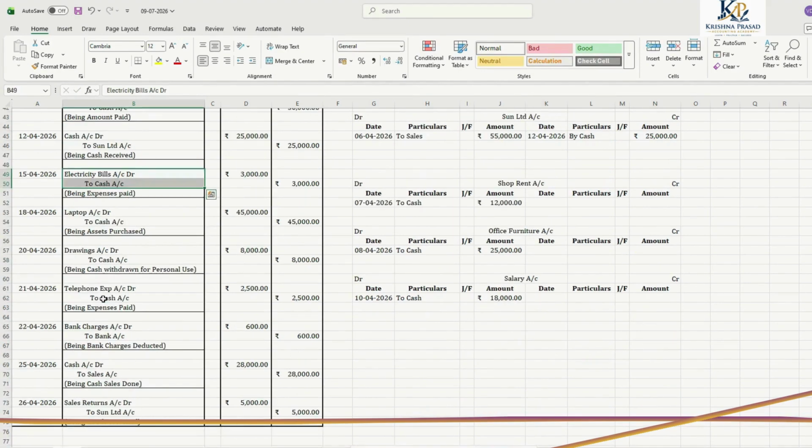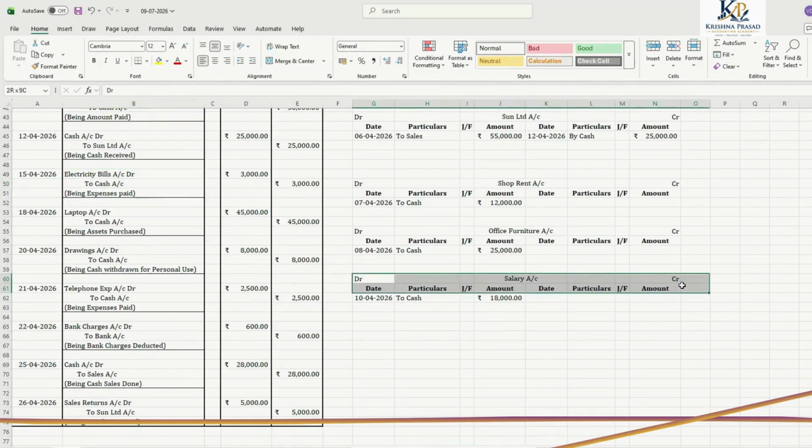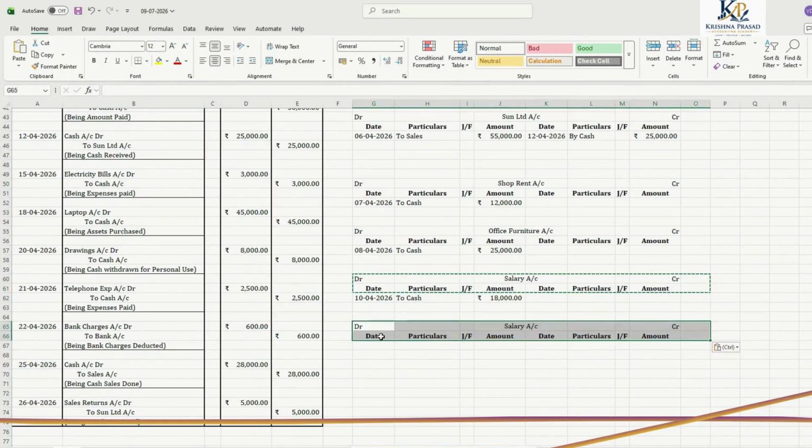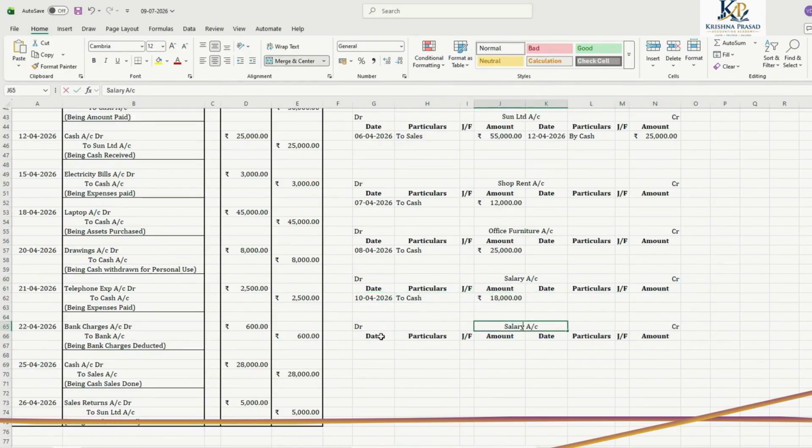Next, electricity bills account data to cash account. We need to create electricity bills and cash. Cash is already created. Next, we need to create electricity bills.